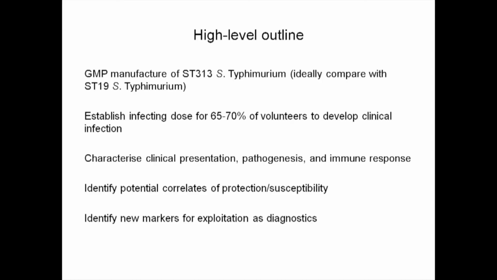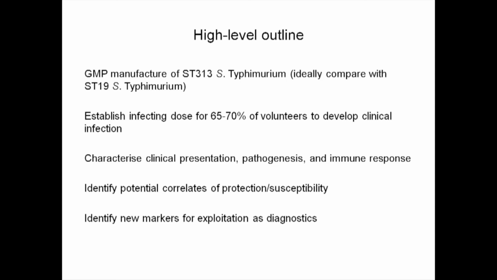So in terms of the high-level outline of what we'd be aiming to do, without going into the details, which are very much paralleling what's been done already with the other models, we'd need GMP manufacture of a Salmonella typhimurium. And I think this is one of the biggest questions: which typhimurium would we do? Ideally, if time wasn't an issue, perhaps we'd go to ST19 and see what happens in a common and garden strain from the UK before then going to ST313. But time's an issue, funding's an issue, and these models aren't necessarily cheap. Then we'd want to go on an established infecting dose that would give a 65-70% infection of volunteers, so with a dose escalation.